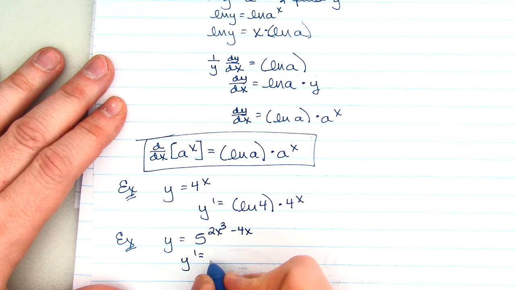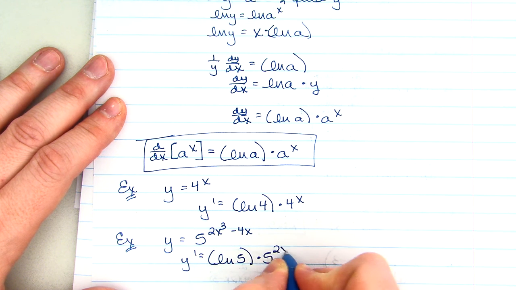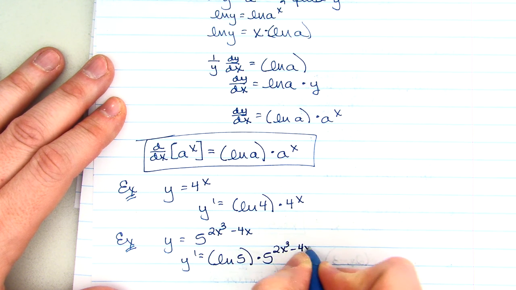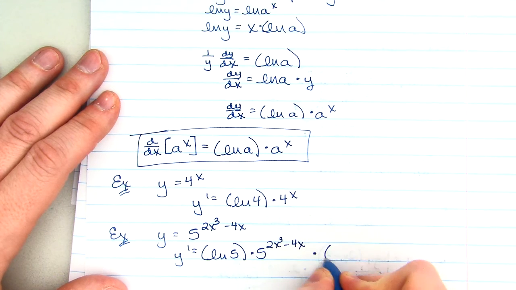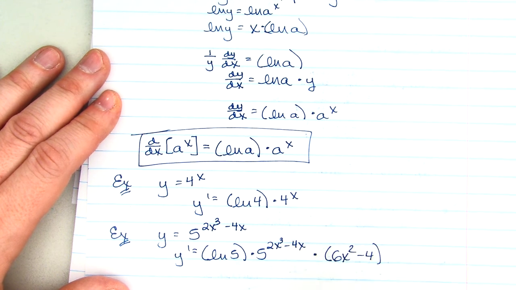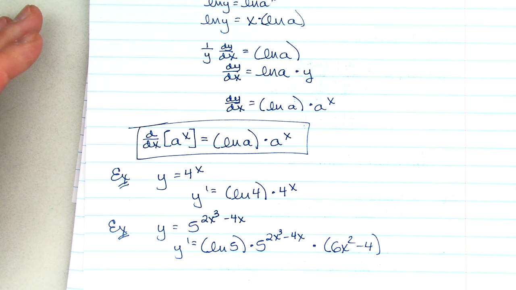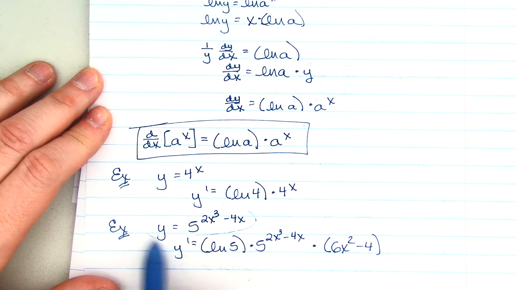Okay, take care of the exponential parts. Natural log of 5 times 5 raised to the 2x cubed minus 4x. But by chain rule, I now need to multiply this by, and we need our parentheses here, 6x squared minus 4. That's it. These are not going to look super pretty. It's fine. What's the point of this? I just found a formula that would tell me the slope of this function over there.